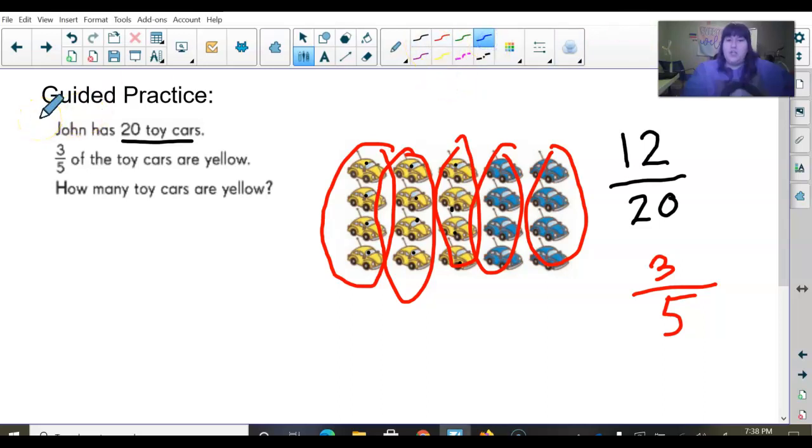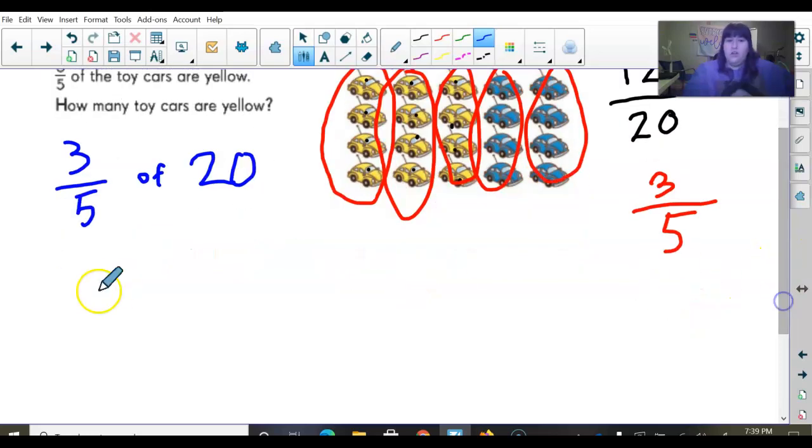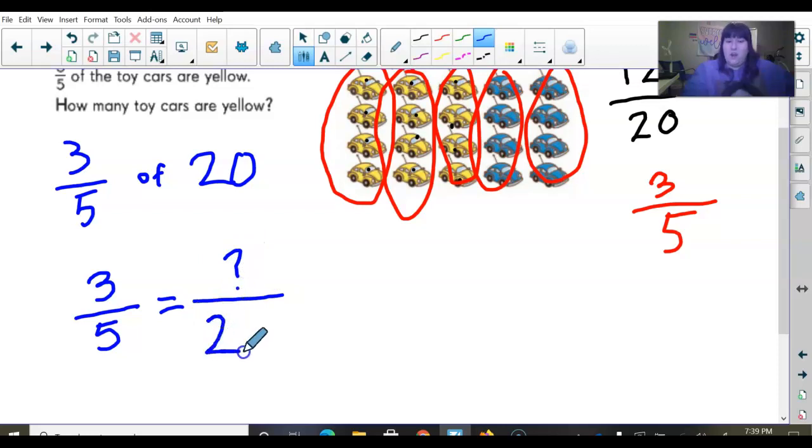I want to look back at the question. John has 20 toy cars. 3/5 of the toy cars are yellow. How many toy cars are yellow? Really, what this is asking is, what is 3/5 of 20? Or 3/5 equals how many out of 20?